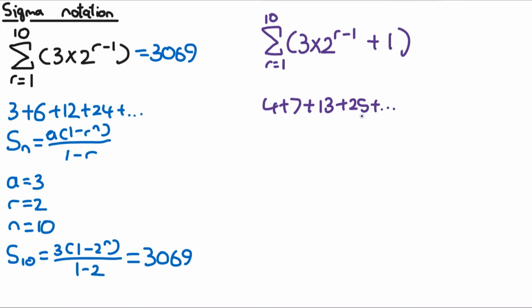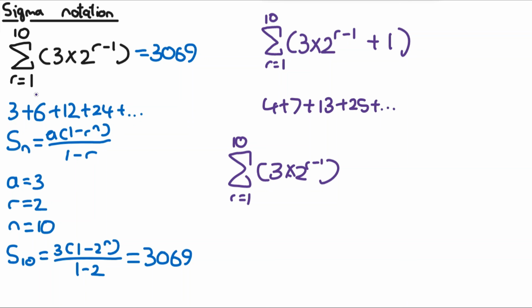But this is not a geometric series because it goes up by a different ratio each time. This goes up by 7 over 4, this goes up by 13 over 7, this goes up by 25 over 13. This is not a common ratio, so therefore this is not a geometric series. So this is a problem, and the question is, how do we do this? How do we deal with this? Well, what we have to do is we have to separate this sigma and this expression here into this expression and this expression. We separate it into the expression from r is equal to 1 to 10 of 3 times 2 to the power of r minus 1.